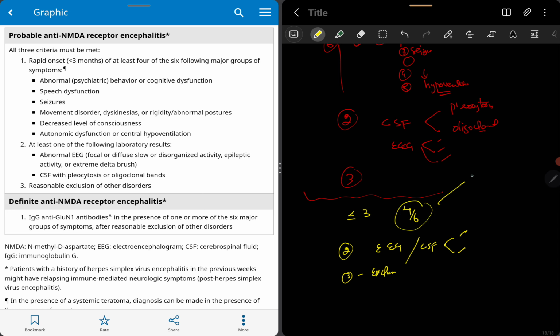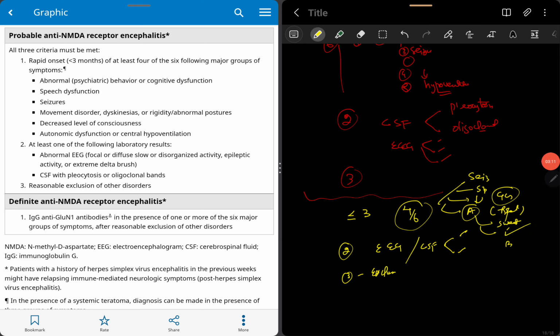The 4 by 6 included seizures, for example, speech abnormality, and decreased level of consciousness. We can also measure that in terms of GCS scoring. The other was autonomic dysfunction or central hypoventilation. For example, patients can develop respiratory failure, or sweating and coldness, or lacrimation, loose motion episodes. It can be anything.